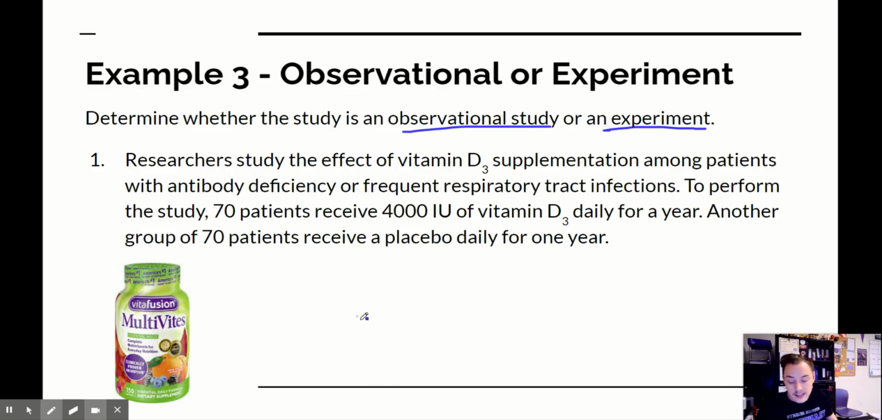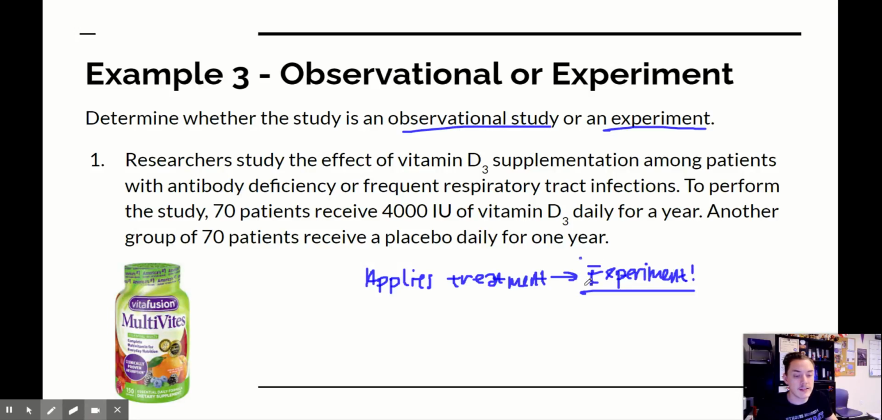Now, think about it closely. This is actually an experiment because it applies treatment, because you're actually applying treatment here. Okay, that's very important. It's what we call an experiment. Since we're actually applying treatment, it's what we call an experiment here. Okay, that's the main thing.